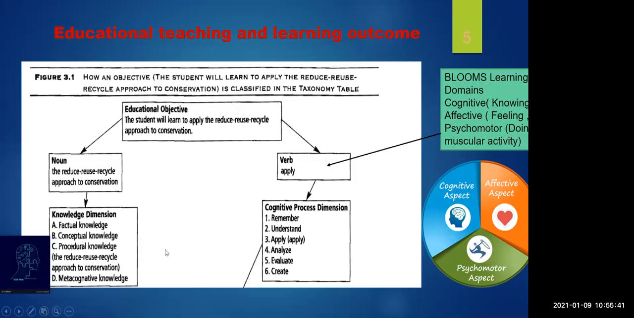Whatever information I am giving, such as Bloom's taxonomy, when you process it and store it in your brain, it becomes knowledge. Lifelong, you will be applying it in your teaching methodology and it will be useful for you. That is what we call knowledge. So first of all, we should know what type of knowledge we are giving to the students, whether it is factual knowledge, conceptual knowledge, procedural knowledge, or metacognitive knowledge.